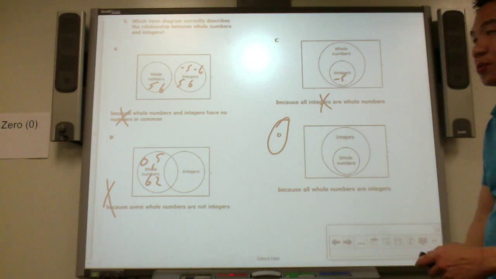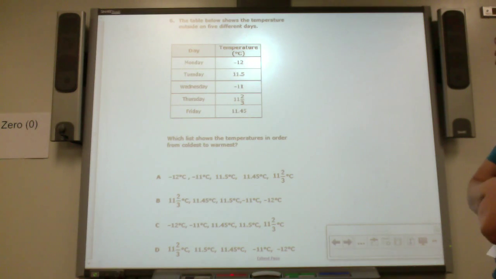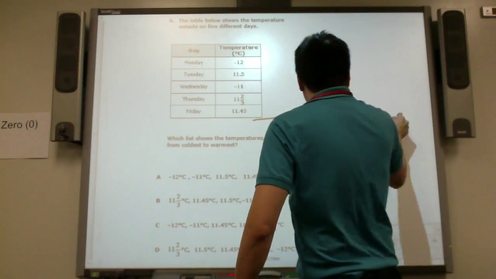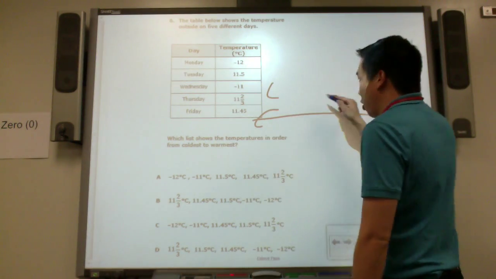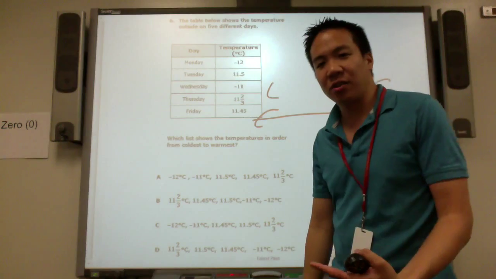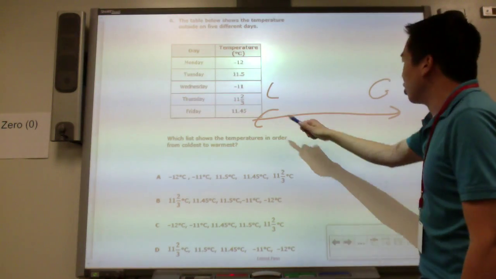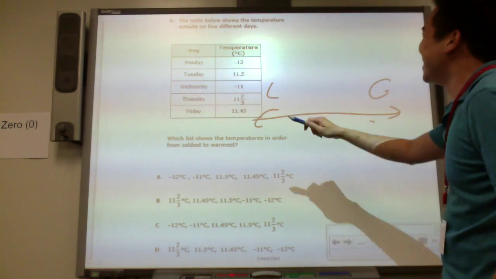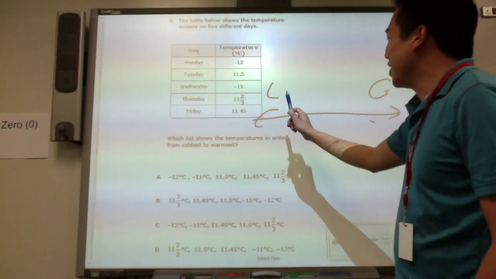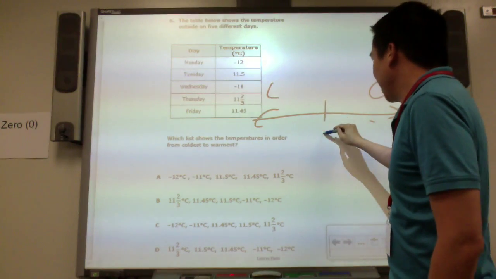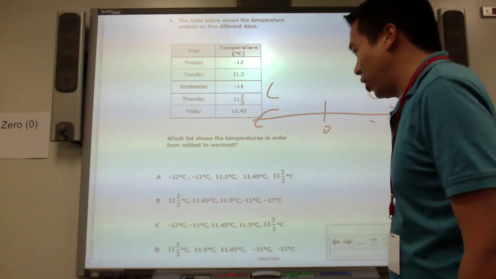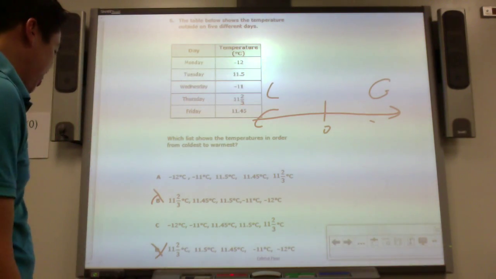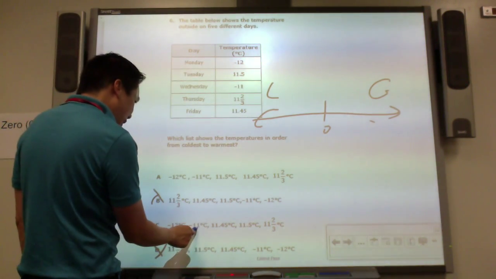Whole numbers are integers. The table below shows the temperatures. Put them from coldest, least to greatest. So for all my Canadian students, which I have a lot this year, my mom's Canadian, by the way, it goes from least to greatest. So we're doing smallest number to largest number. So we're looking for the most negative of all. Well, B is silly, and D is silly. So it's either A or C. Negative 12 is this thing. Negative 11.